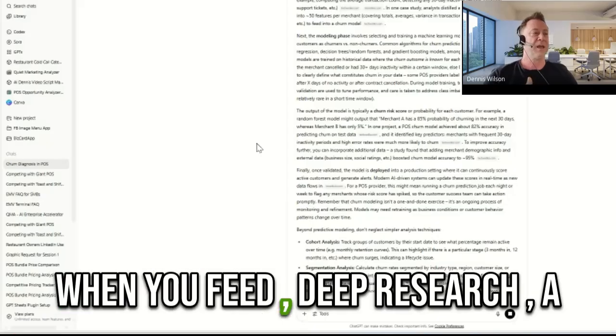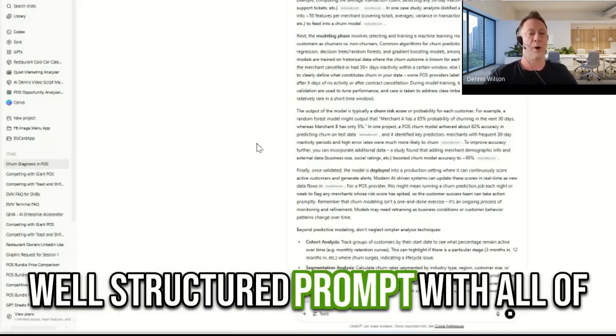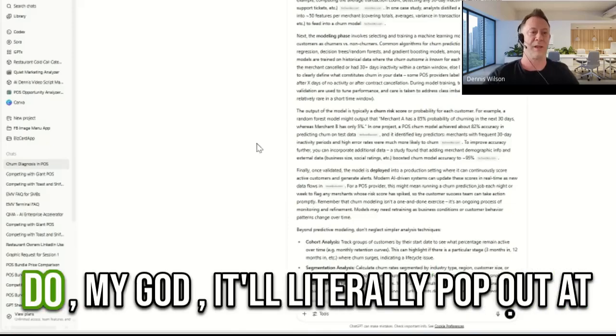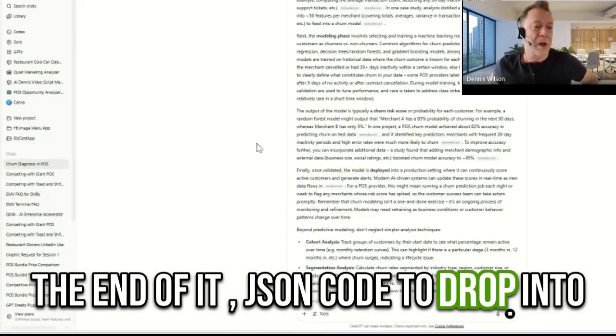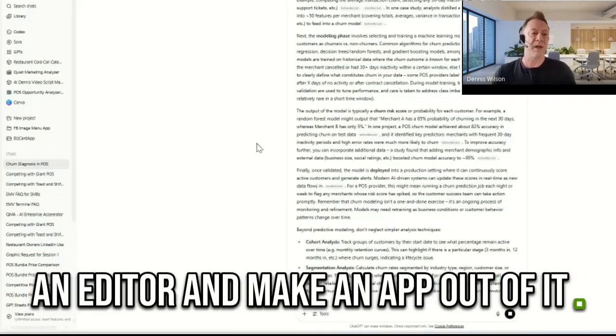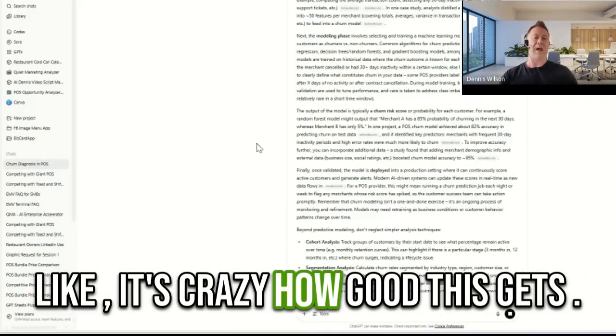And when you feed deep research a well-structured prompt with all of the steps and things you want it to do, my God, it'll literally pop out at the end of it JSON code to drop into an editor and make an app out of it. Like, it's crazy how good this gets.